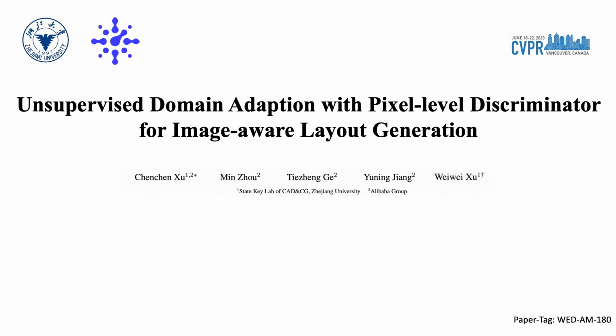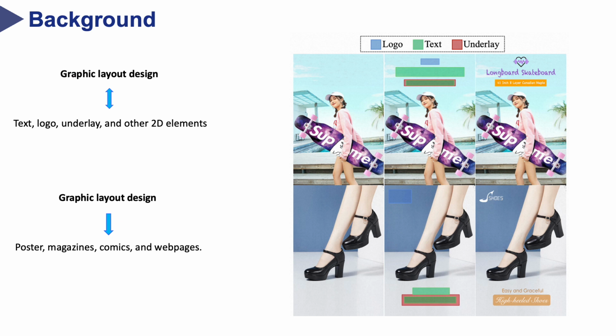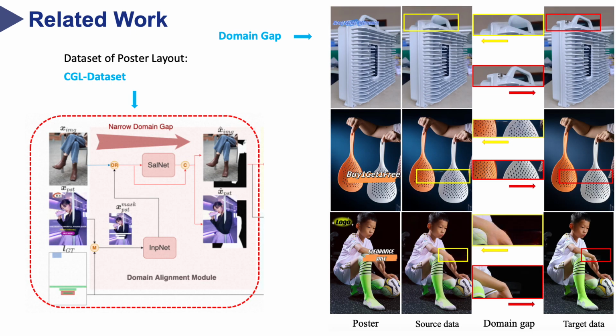I'm Xu Chenchen, and I'm pleased to present my research on unsupervised domain adaptation with pixel-level discriminator for image-aware layout generation. Graphic layout design, which involves arranging various 2D elements, is an essential component for multimedia.